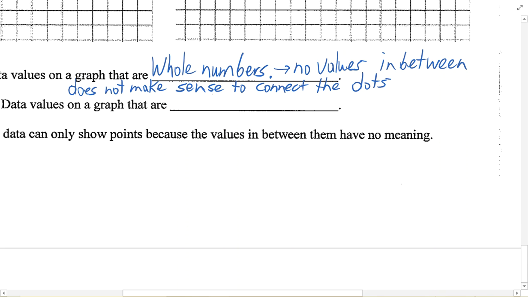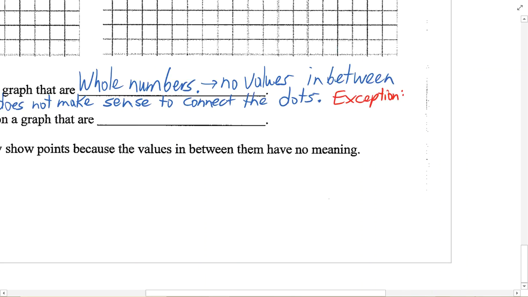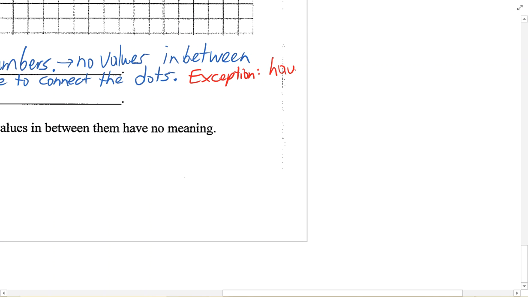Because when you connect the dots, you're saying there's values in between them, but there isn't. Okay. Now the exception would be, there's one little exception, is if you were graphing large numbers. The exception is when you have very large numbers like thousands or hundreds. Because if you're graphing hundreds of bees, in between, say, 100 and 200, there's a lot of numbers, isn't there? 101, 102, 103. So in that case, you would probably connect the points because there are some values in between since the numbers are so large.